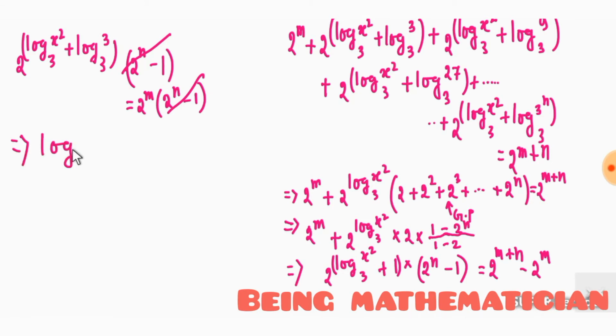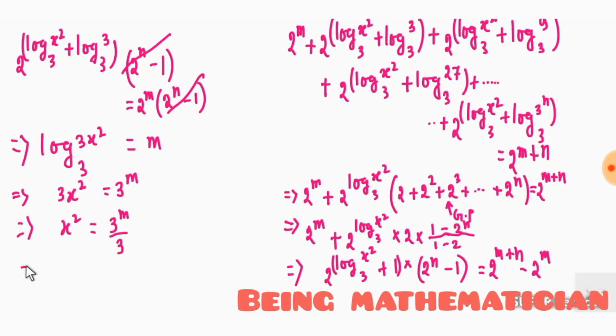log 3x square base 3 equal to m. So by the definition of the log, we get 3x square equal to 3 to the power m. So now x square equal to 3 to the power m by 3. So therefore x square is equal to 3 to the power m minus 1, and now x equal to 3 to the power (m minus 1) divided by 2.